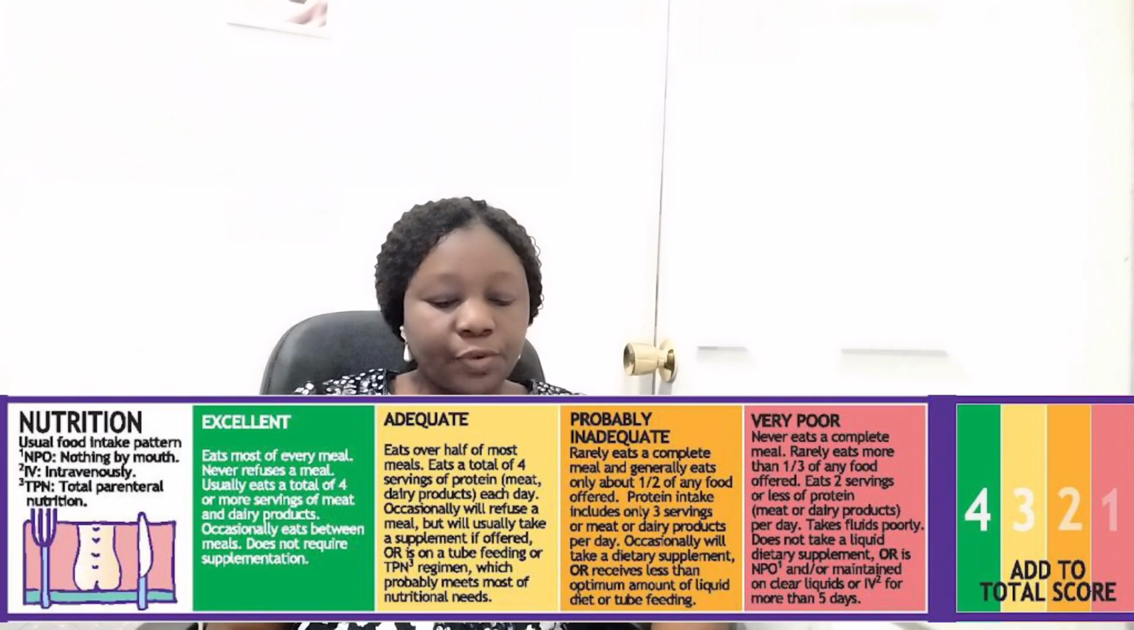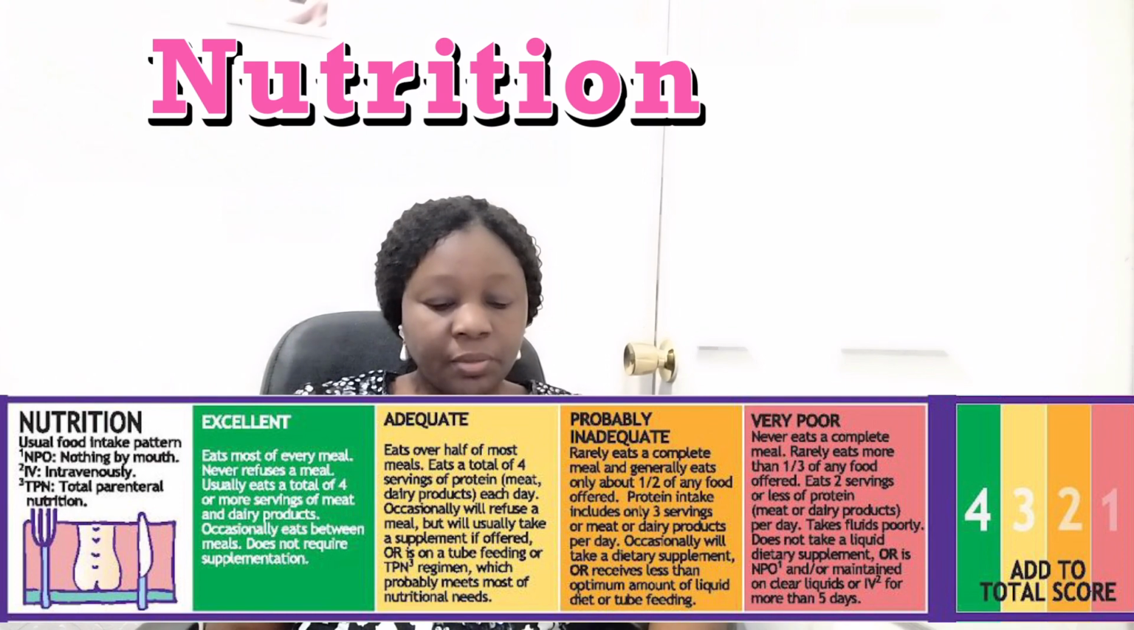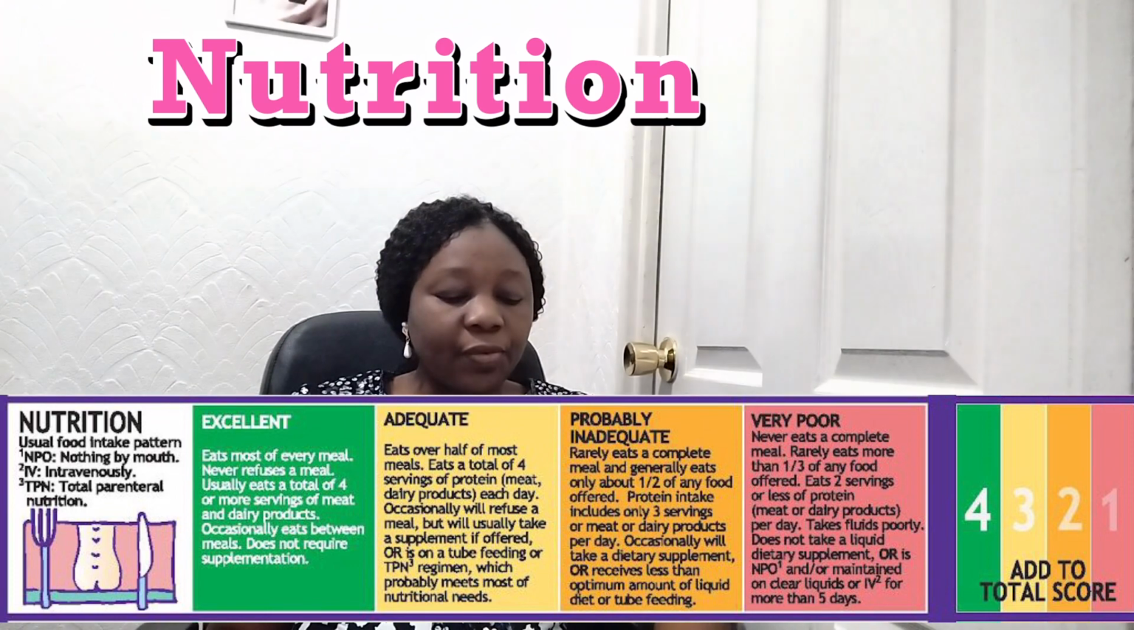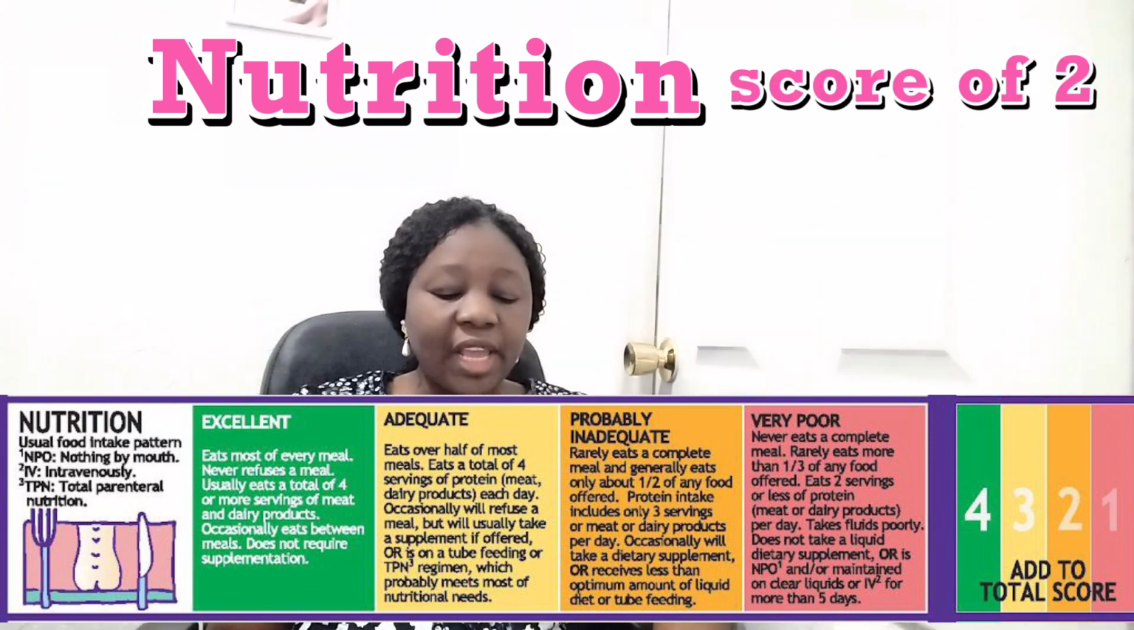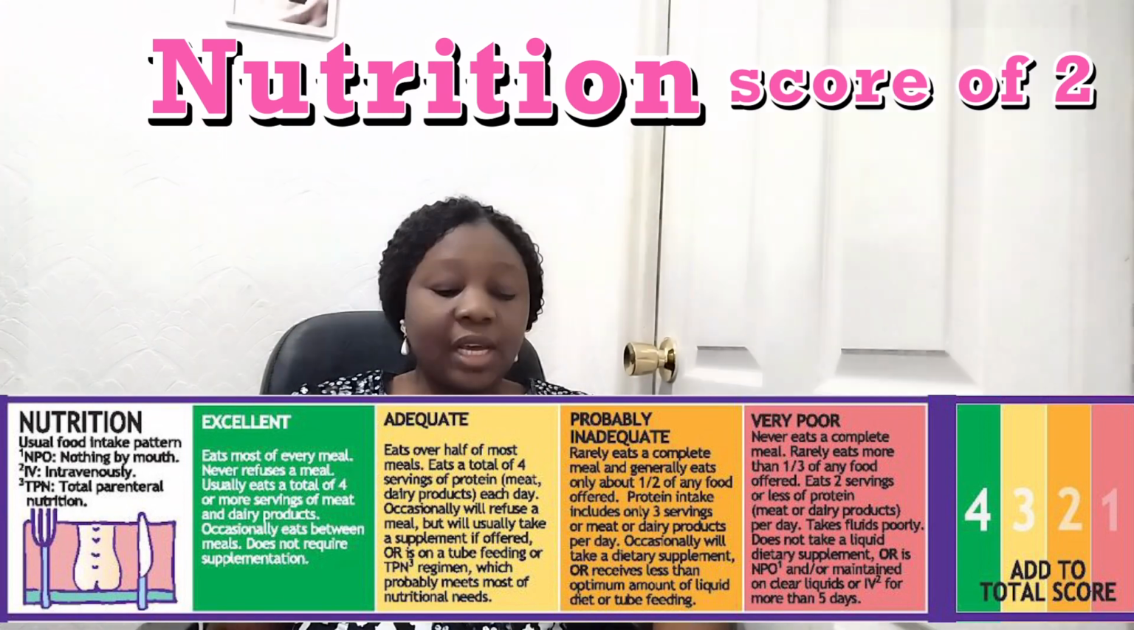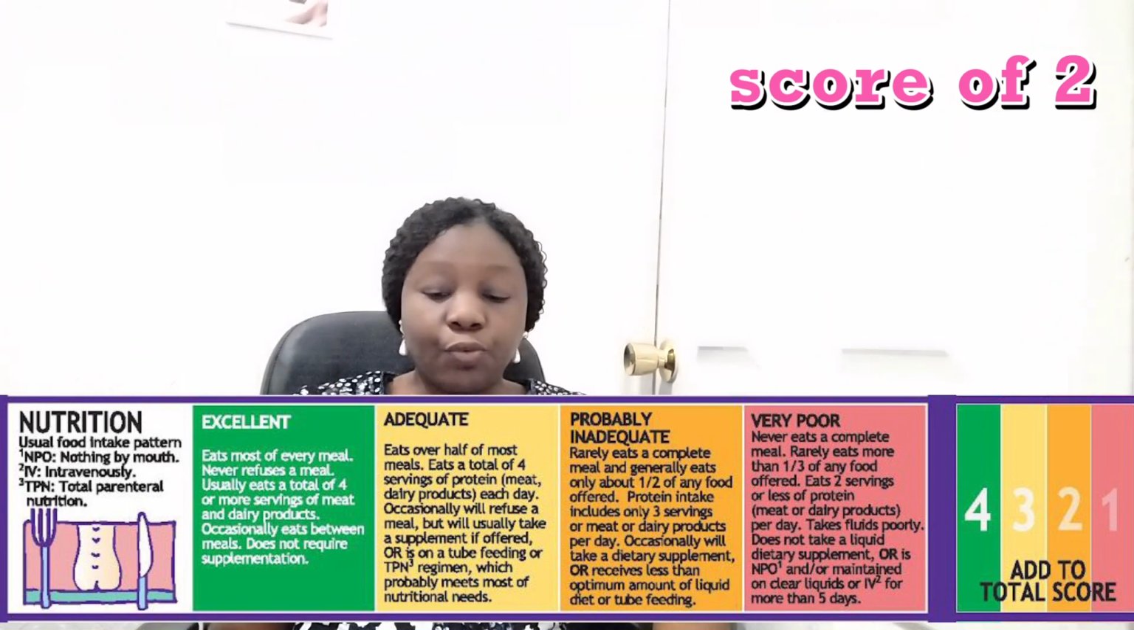So the next one is nutrition. And from our scenario, it says she eats about half of her meals and needs encouragement to eat. So she eats about half of her meal. We are going to look at the score that fits for that. And for nutrition, if you look at 2, it says rarely eats a complete meal and generally eats only about half of any food offered. So that is the most appropriate option for Mrs. Jones as regards nutrition.